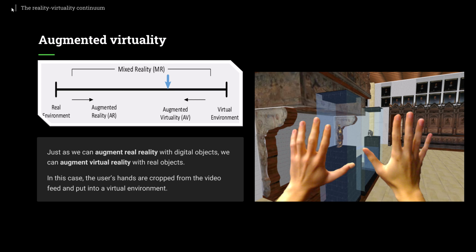Just as we can augment real reality with digital objects, we can augment virtual reality with real objects. The difference is that the environment is virtual while some details are real, taken from the video feed or other sources. In the picture on the right, the user's hands are cropped from the video feed and put into a virtual environment. Another example would be placing your desktop view into a computer of your virtual environment.